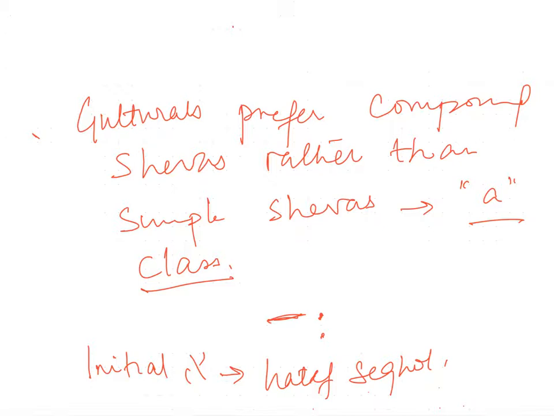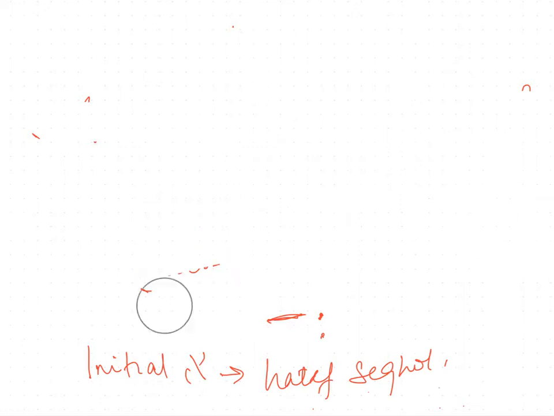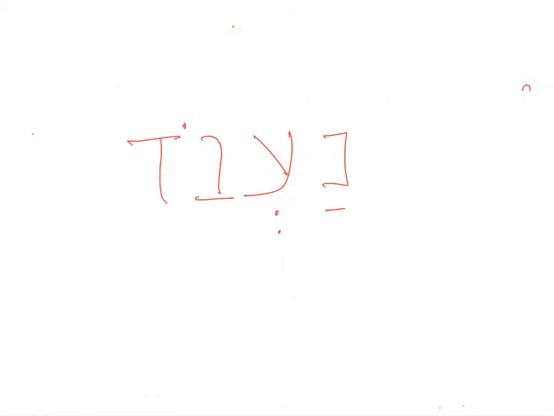Gutturals very often prefer a compound sheva over a silent sheva also. So a word like avod, you should have seen a silent sheva here, but it removes the silent sheva even in that case and comes to a compound sheva, and usually that will be the same class of vowel as this. Na'avod, na'avod.